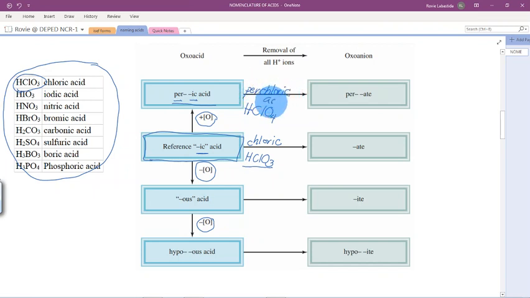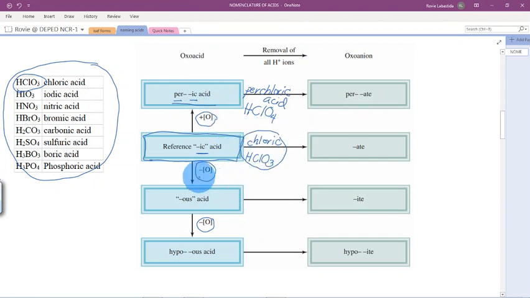Okay, perchloric acid. The formula is per-ic acid: a prefix per and a suffix ic added to the root term. Now, let's go back to our ic acid. We have chloric acid. This is our reference.